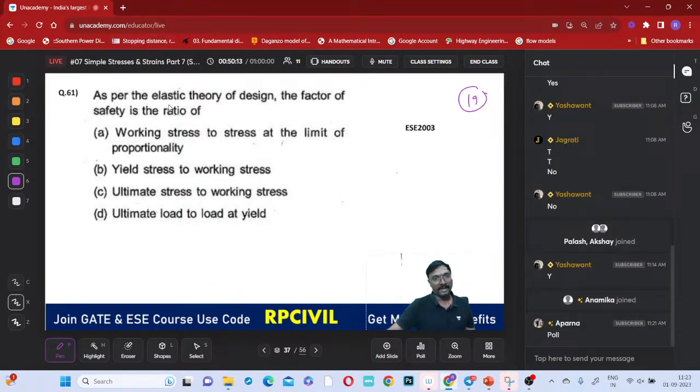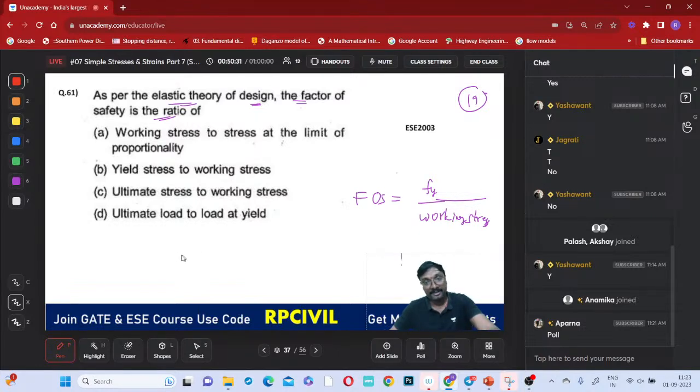As per the elastic theory of design, the factor of safety is the ratio of what? The factor of safety is the failure stress, that is, yield stress divided by the working stress. According to the elastic theory, beyond the elastic property, if it crosses, it is assumed to be failure. So yield stress to working stress is taken as the factor of safety.